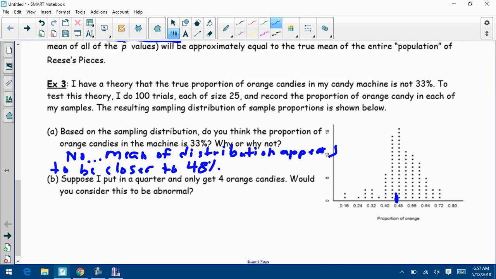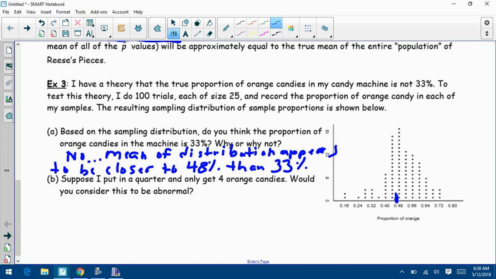Closer to 48% than 33%. So again, statistics is iffy. Does that mean the true population proportion of orange candies isn't 33%? Not necessarily, but I've got some evidence to suggest that it looks like maybe not. It looks like maybe there are a lot more orange candies than the other ones.